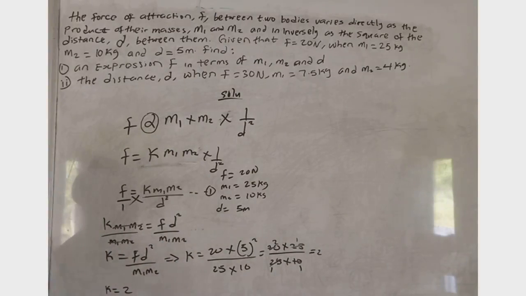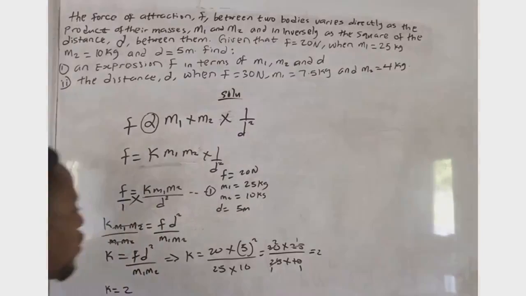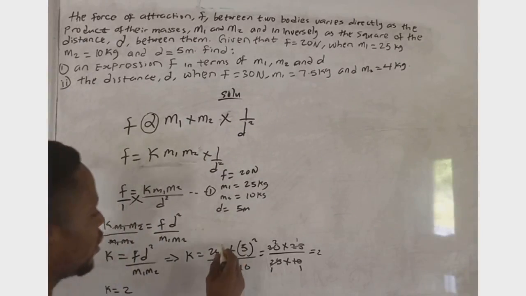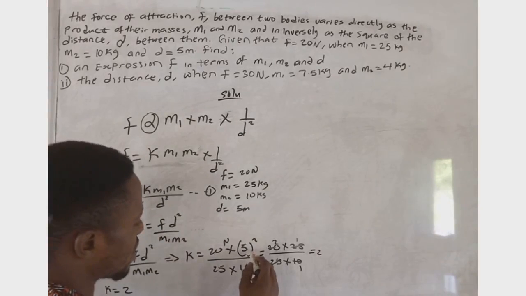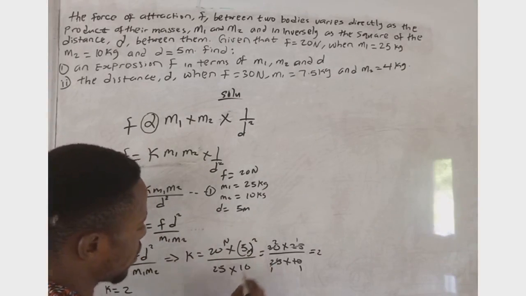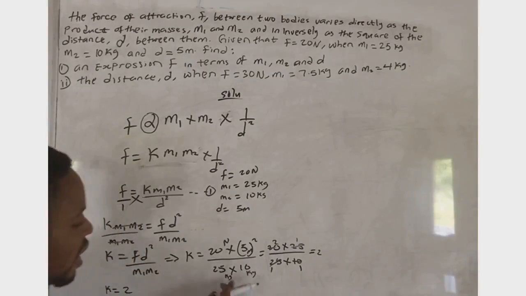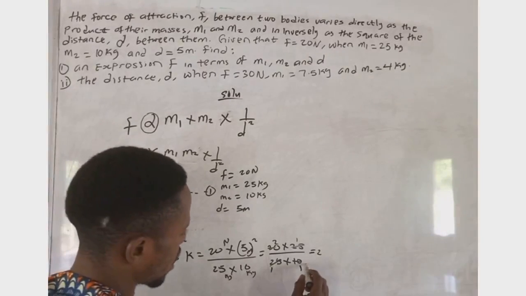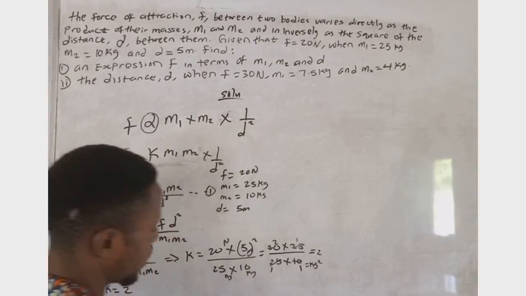If you want to express it in terms of physics, if you want to put a unit here, for the gravitational constant, from this place we have Newton here, and we have meter squared here, and kg here and kg here. So here we have kg times kg, which will give us kg squared.